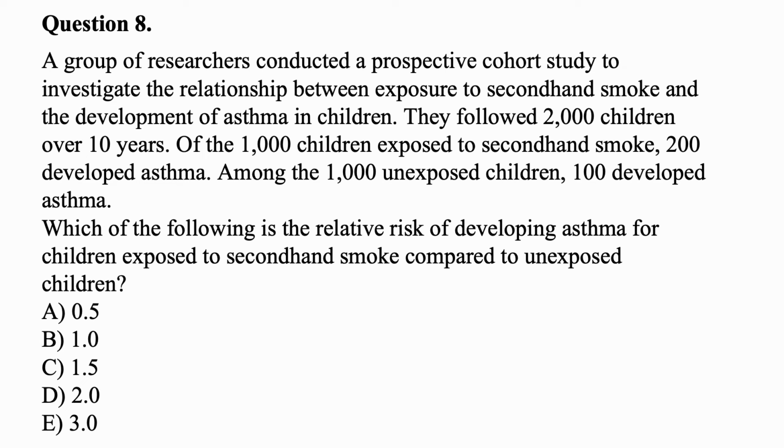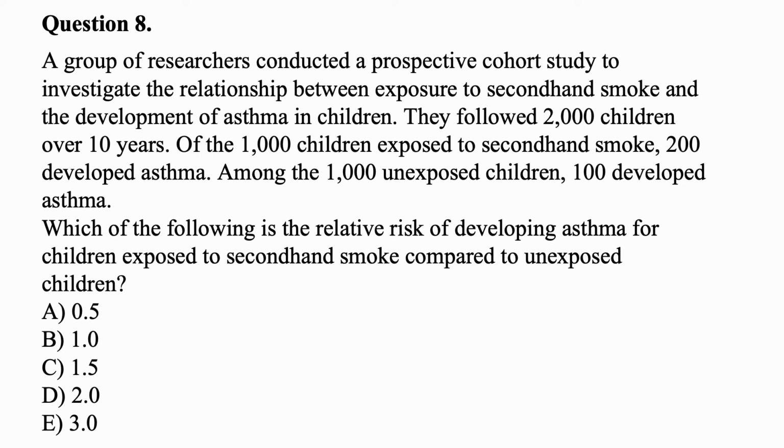They followed 2,000 children over 10 years. Of the 1,000 children exposed to secondhand smoke, 200 developed asthma. Among the 1,000 unexposed children, 100 developed asthma. Which of the following is the relative risk of developing asthma for children exposed to secondhand smoke compared to unexposed children? A, 0.5, B, 1.0, C, 1.5, D, 2.0, or E, 3.0.